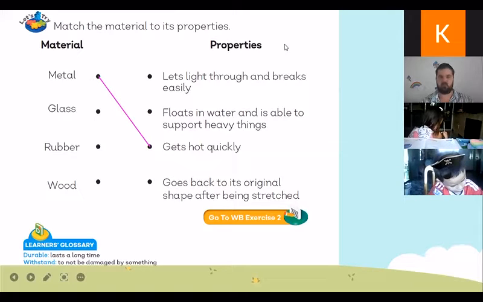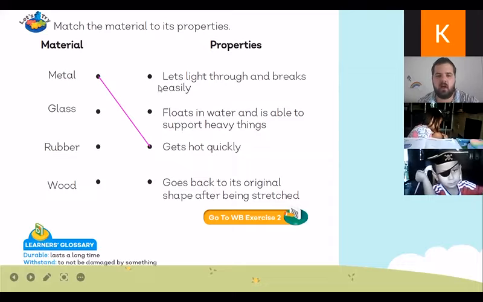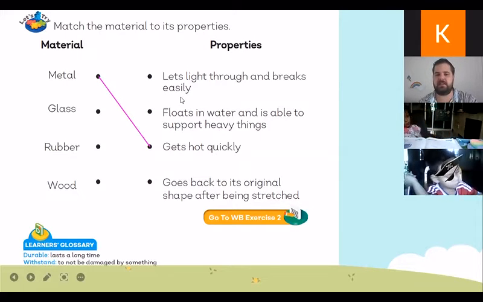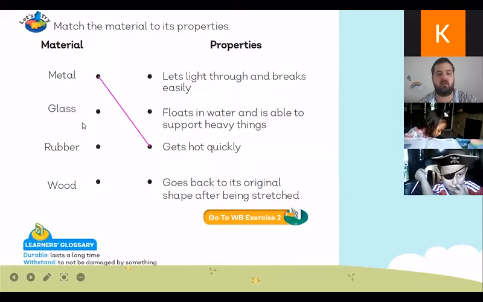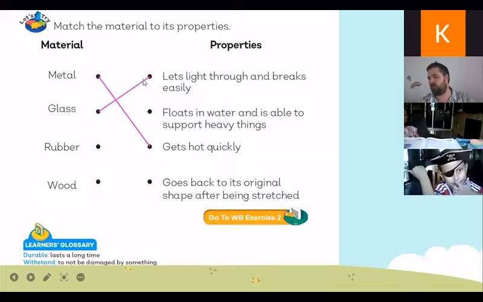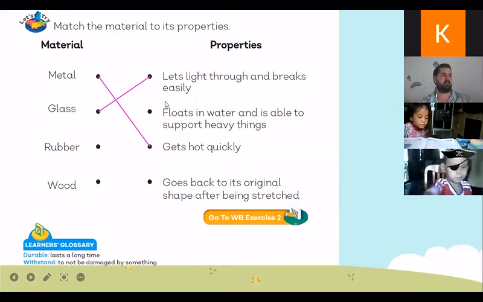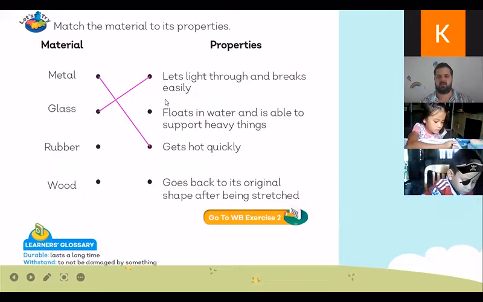Okay, next one, we have glass. Glass, like a window? Glass lets light through and breaks easily. Yes. So glass lets light through. So you can see through glass. You can see through glass. I wish I had an example, but I don't. So you can see through the glass.